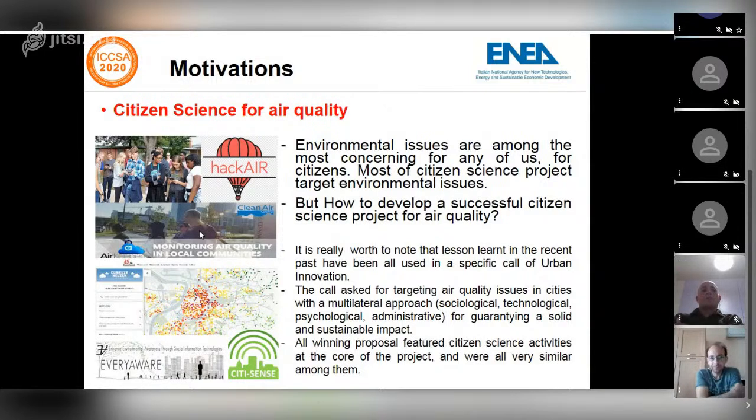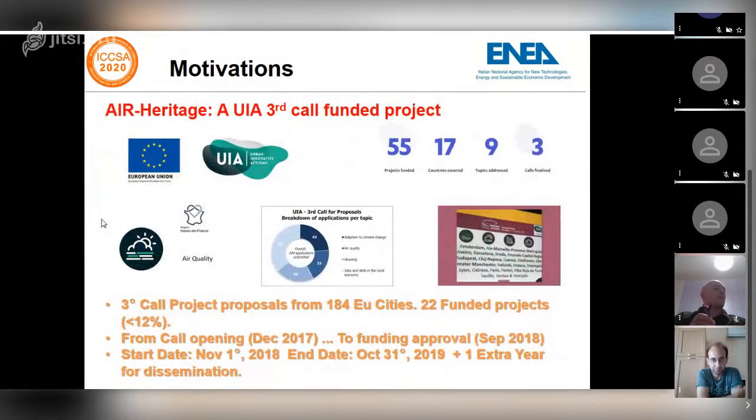And from this point of view, we are working within the Air Heritage Project, an urban innovation action project in which several partners, among them ENEA, Portici municipality and others, develop a pervasive monitoring station network in the city of Portici. Through this new pervasive monitoring station network, we will establish city air quality measuring and high resolution mapping and remediation design.